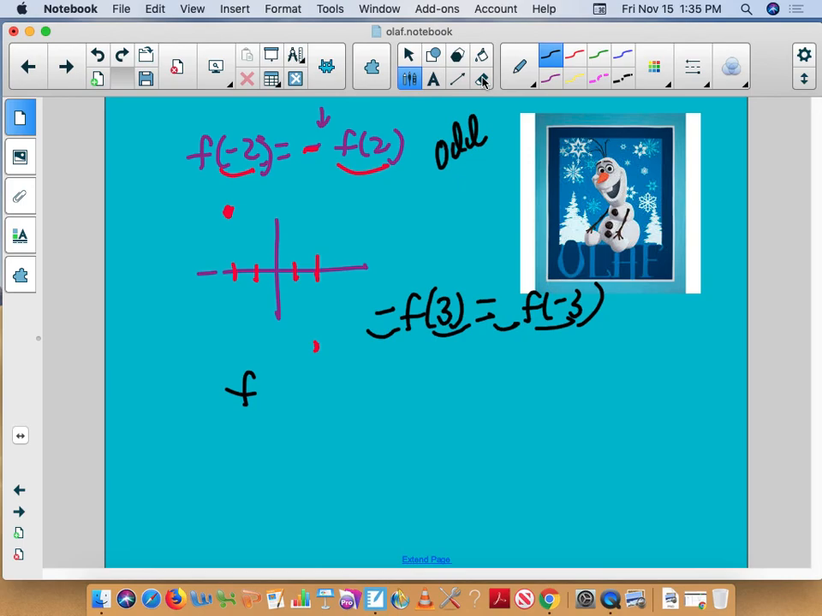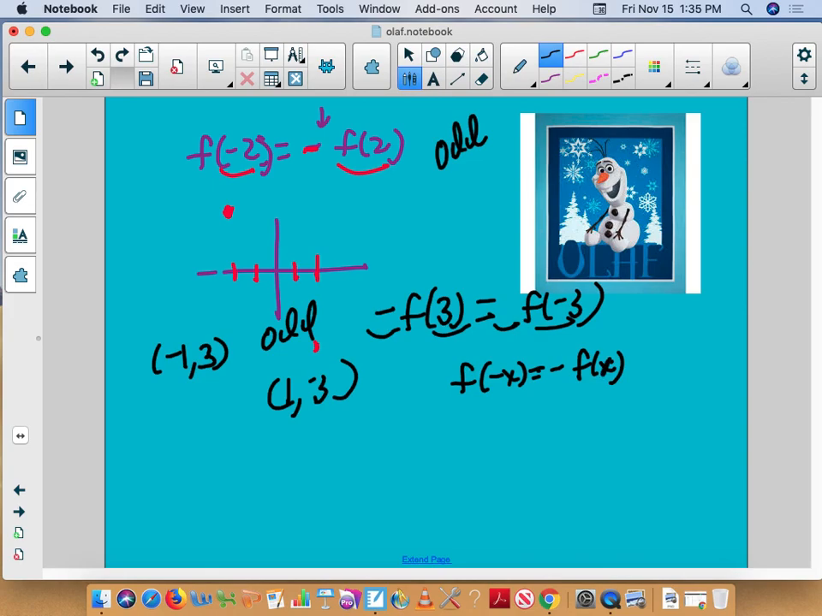So in the blank, I want you to write this. Before we do that, I want to practice a couple of points. Negative 1, 3, if it's odd, should become what? Positive 1, negative 3. So in that blank, you're going to write f of negative x equals the opposite of f of x. All that is this dance right here. Opposite x's, opposite y's.